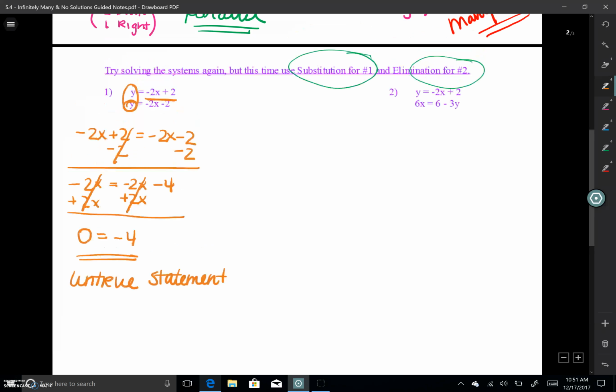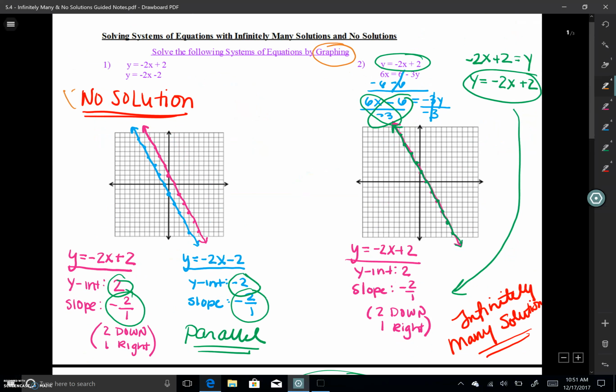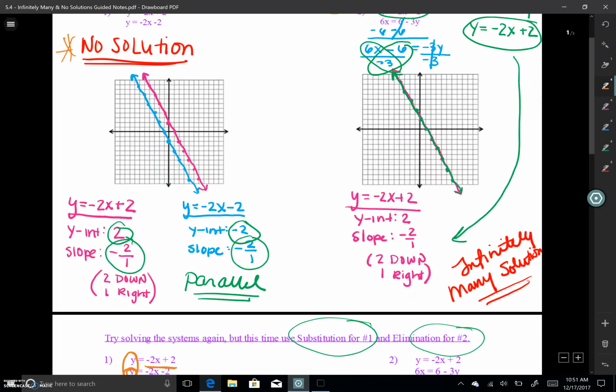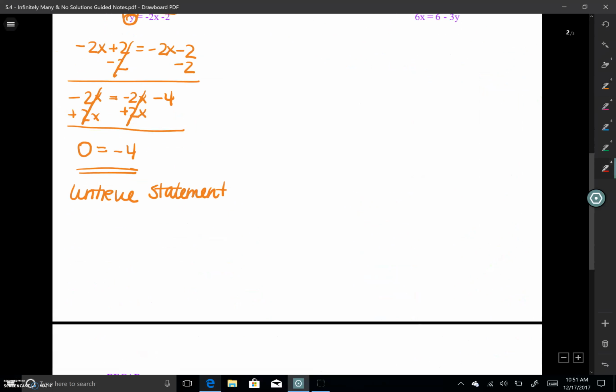Now, based off of the graph of this system of equations in example 1, I see that the answer to the system is no solution. So what that tells me is that when I have an untrue statement, that means I have no solution to this system.